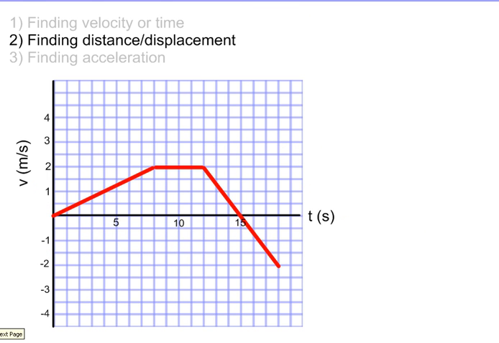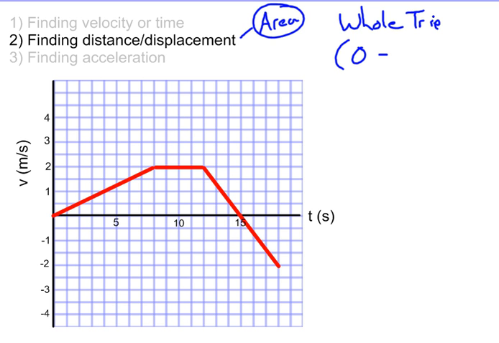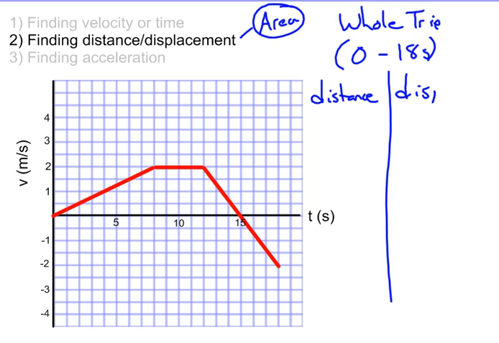If we want to find the distance and displacement from a velocity time graph, we have to ask ourselves about the area of the graph. That's the indication of both of those. For this example, let's take a look at the whole trip from 0 to 18 seconds. And I'll break it into distance on this side, and I'll do my work for displacement on this side so we can compare and contrast the two ways that we find these two different values.